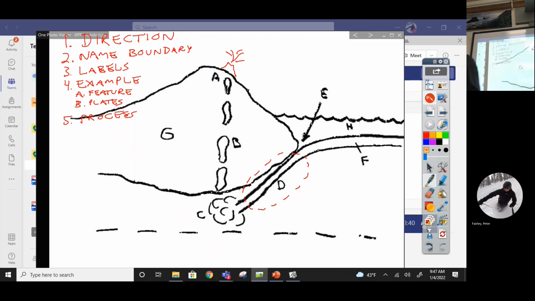At any rate, that was letter E, the deep sea trench. Letter F and G, all you have to do there is name the type of crust. So F is the oceanic crust and G is the continental crust. Letter H is just the ocean.